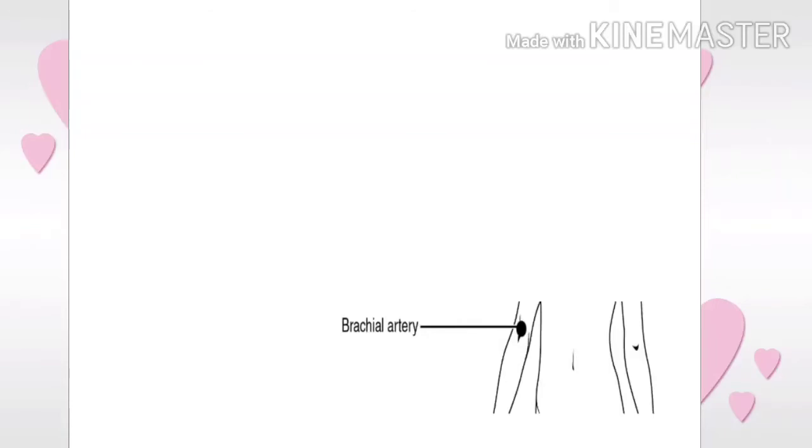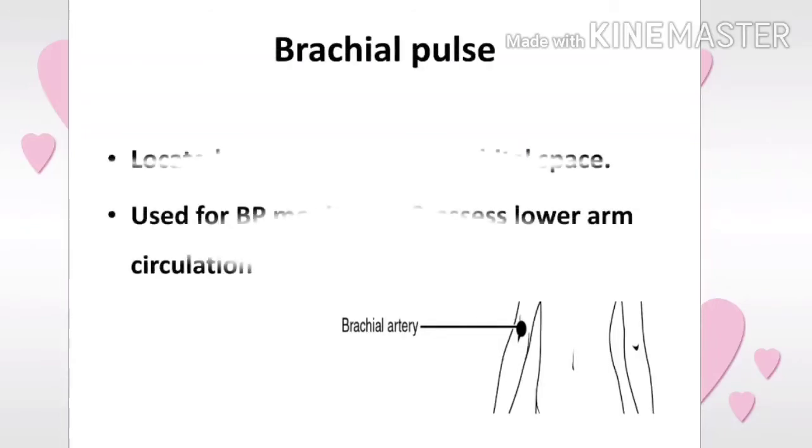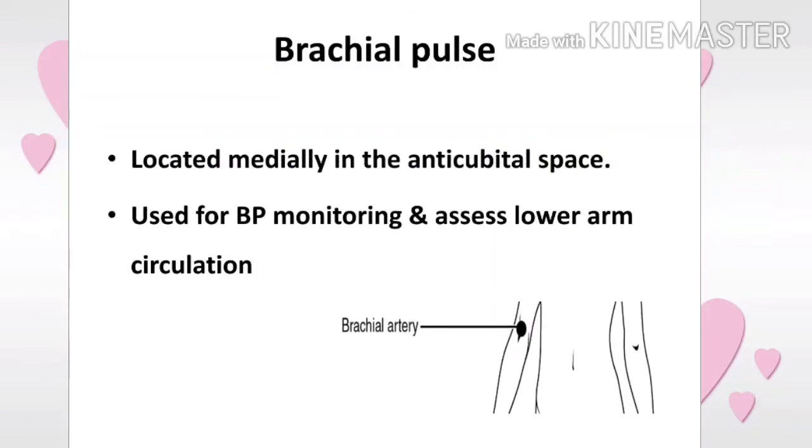Next is the brachial pulse. Brachial pulse is located medially in the antecubital space. It is located at the inner aspect of the biceps muscle of the arm. It is used for BP monitoring, and also it assesses the lower arm circulation.